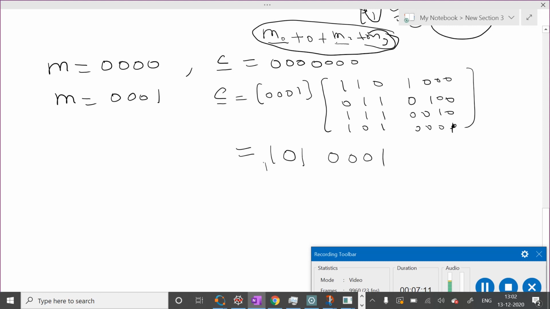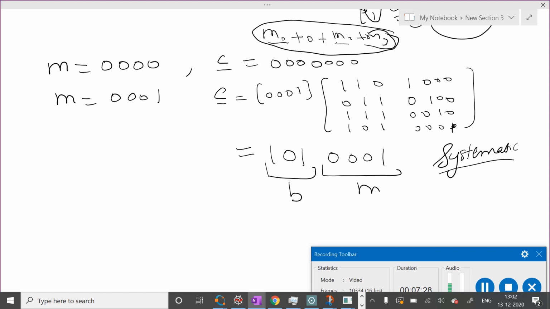See, the first three bits are parity bits. This is the message bits as it is, hence they are called systematic codes. I will repeat: a systematic code is one in which a part of the code word is exactly replicated as the message. There are types of codes which are non-systematic. One of the examples is convolutional codes. I will give you one example at the end. So that is non-systematic.